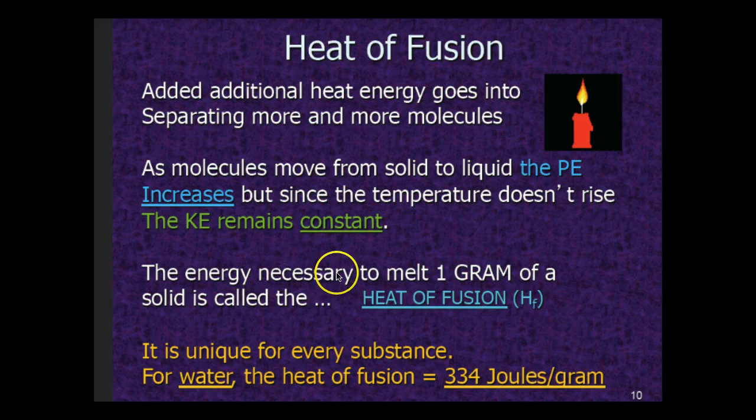So the energy necessary to melt 1 gram of a solid is called heat of fusion. Okay? Fancy term to describe the energy needed to break the molecules, to separate those molecules from the solid to the liquid phase. Okay? This is also going to be unique for every substance. For water, the heat of fusion is 334 joules per gram.